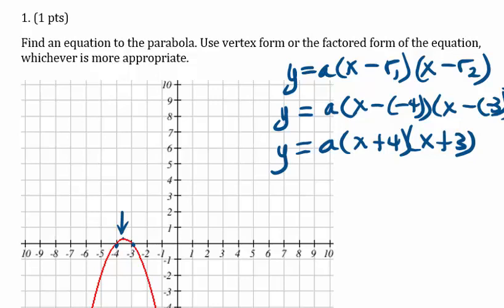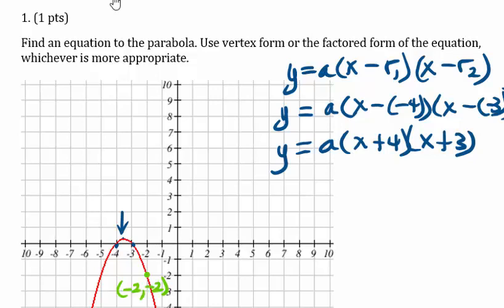So now we just need to choose one other point on the graph and use it to help us determine a. I'm going to find another point that I think has integer coordinates. This one right here looks like it does pass through the intersection of the grid lines, and that's at (-2, -2). So when x is -2, y is -2.